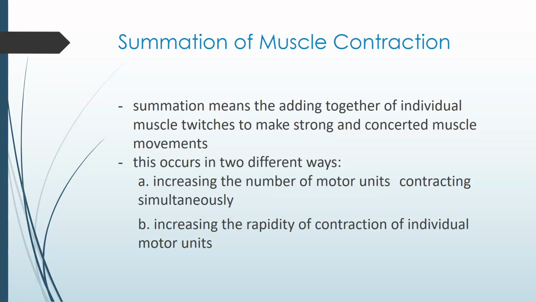How does this occur? It can occur one of two ways. Increasing the number of motor units contracting simultaneously. Because remember, a motor neuron branches out and innervates every single muscle fiber in that muscle. So when we talk about recruitment, we're talking about how many of those muscle fibers are stimulated. 1%, 2%, 10%, 100%. The other way that we can have a concerted strong muscle contraction is increasing the rapidity of contraction of individual motor units. So we have a twitch, and the faster those twitches happen, the more contraction we get.